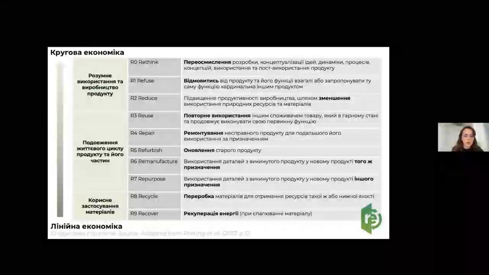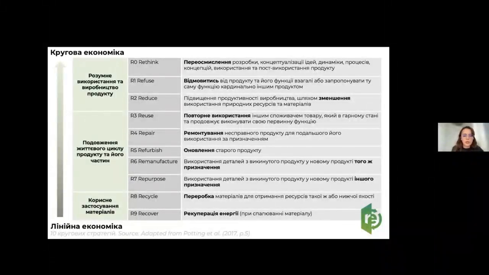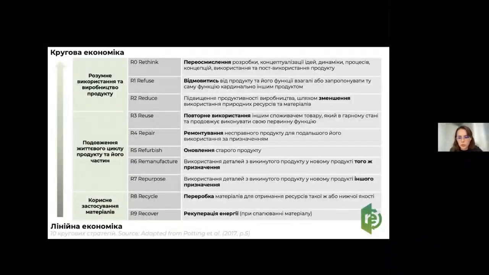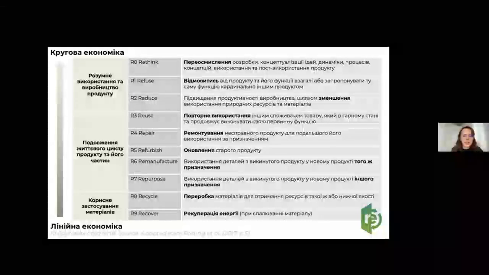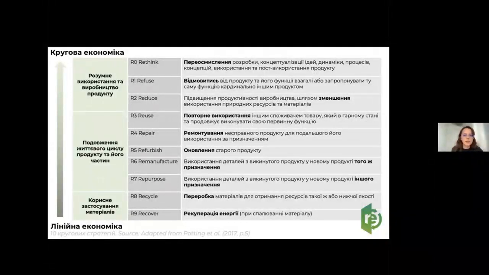And then strategy R7 is about repurposing. It shares a lot of similarities with remanufacturing, but the difference is that the goods produced are going to have a different purpose. For example, your washing machine may serve to complete a kettle. And then we move on to the top block of strategies, which is about the smart use and manufacturing of the product.